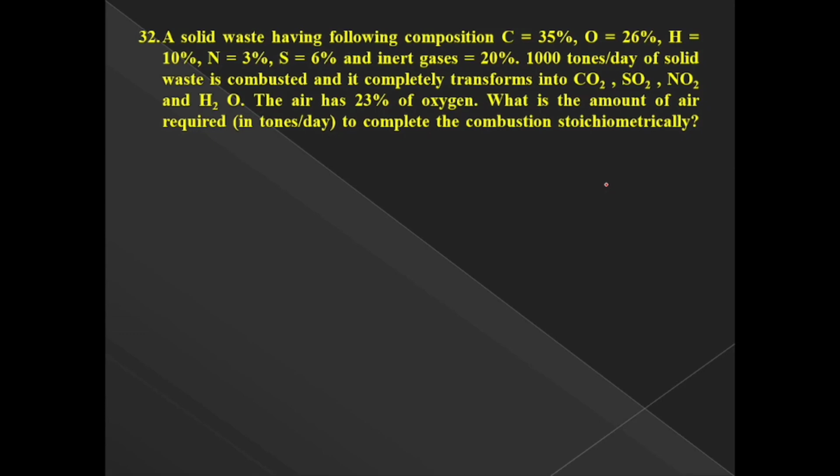A solid waste having the following composition: carbon, oxygen, hydrogen, nitrogen, sulfur, etc. is given. 1000 ton per day of the solid waste is combusted and is completely converted into carbon dioxide, sulfur dioxide, nitrogen and water. The air has 23% of the oxygen. What is the amount of air required? So initially we have to calculate. This is based upon the assumption, my dear students.